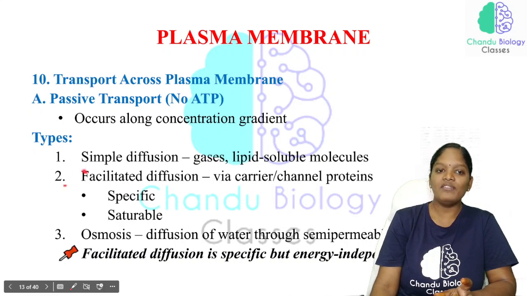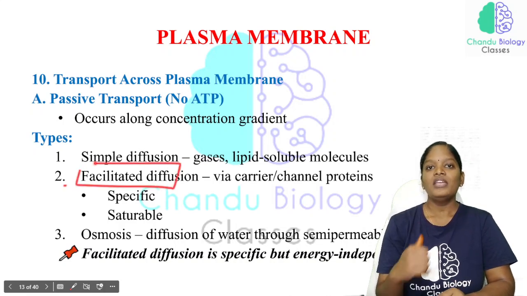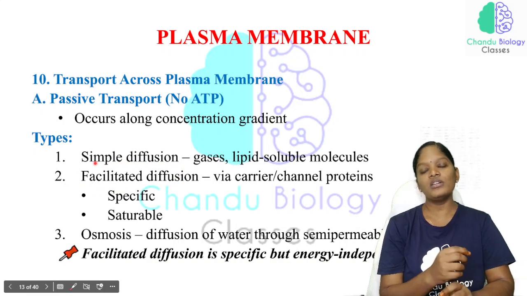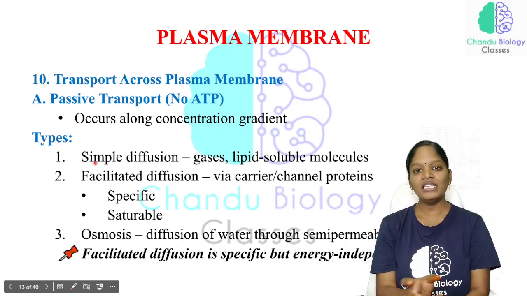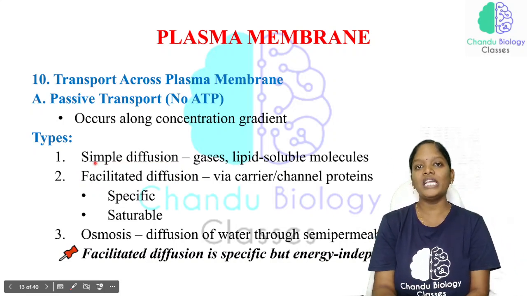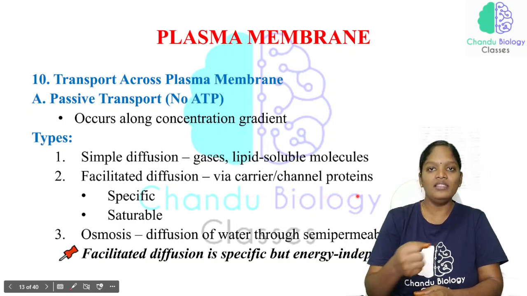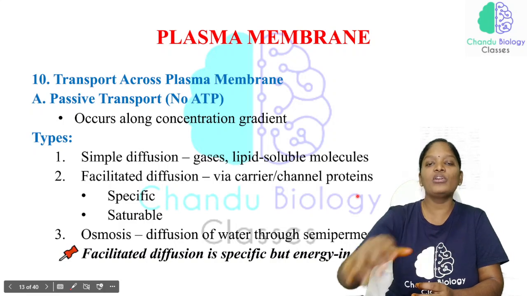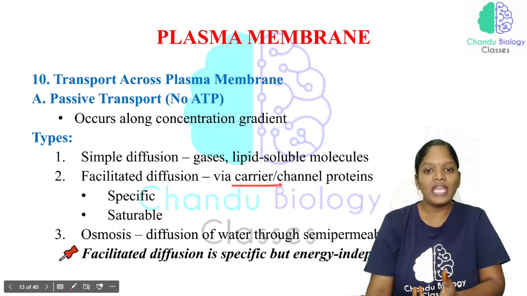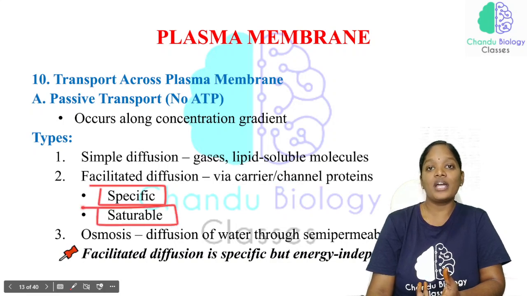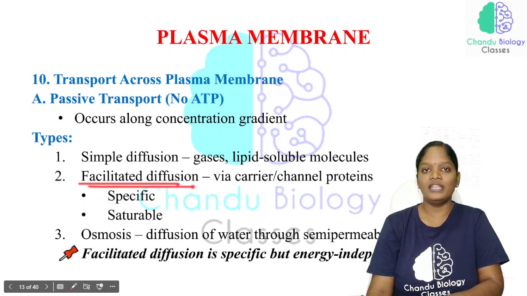And the second is facilitated diffusion. This also doesn't need energy, but instead they carry the molecule with the help of carrier or channel proteins. Someone is carrying the molecule and it easily crosses the membrane. These carrier or channel proteins may be specific or saturable. So this is also facilitated diffusion.